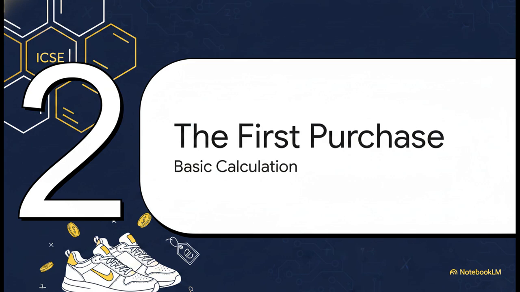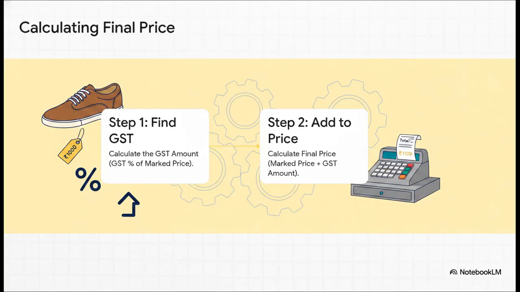All right, with the rules down, our shopping trip officially begins. Let's start with a really simple purchase, just to see how these numbers actually work in practice. Let's say we're going to buy a new pair of shoes. Okay, so the shoes we want have a marked price of 1,000 rupees, and the GST rate is 12%.